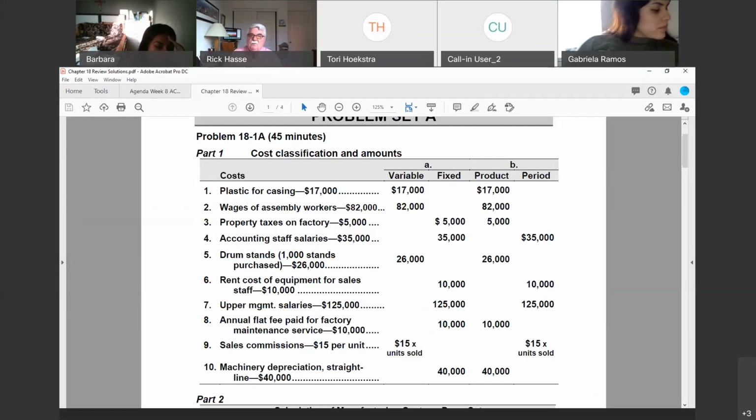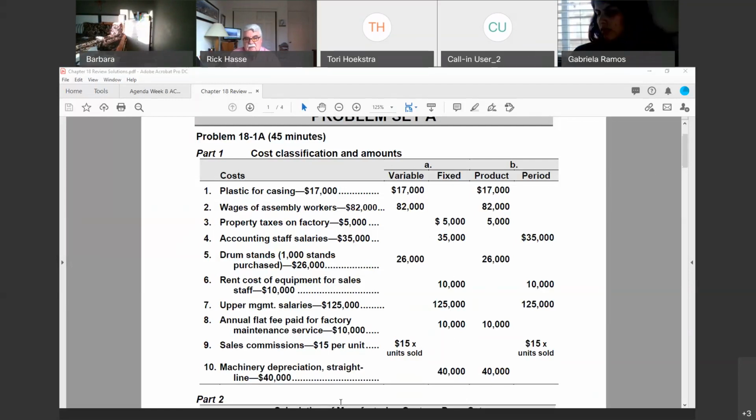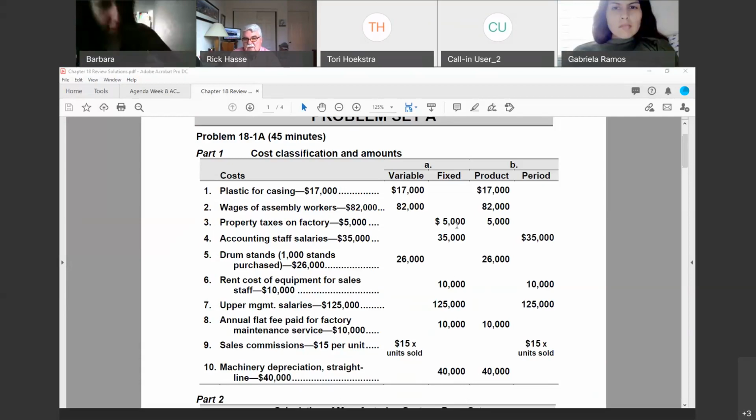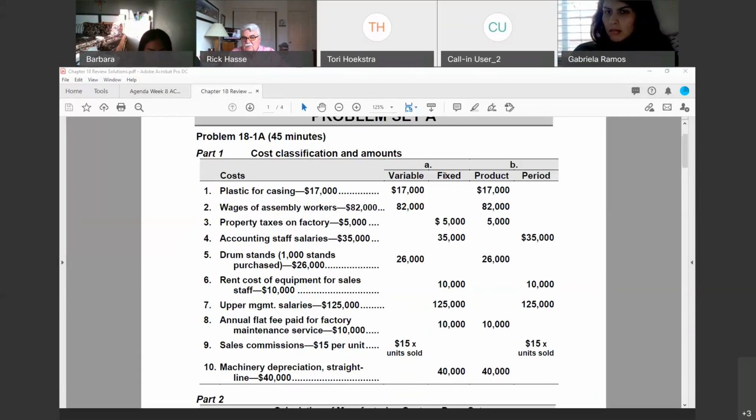If I know the difference between my variable and my fixed expenses, I total up all my fixed expenses, 5, 35, 10, 125, 10, and 40. These are costs that I have to cover no matter if I sell 1 unit or 1,000,000. I have to cover these fixed costs. Very important. So I have to make sure I understand what is product or period, what is fixed or variable, because these fixed costs are going to be there no matter what. Okay?